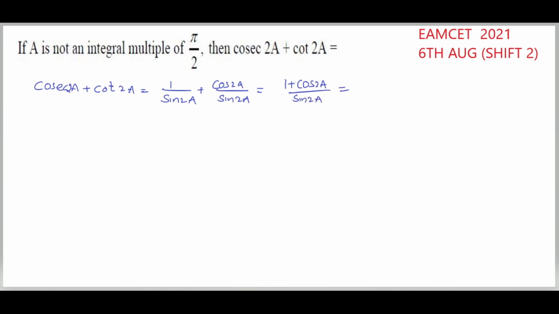1 plus cos 2A, we know that this is 2 cos square A, by sine 2A, this is 2 sine A cos A. Here 2 cancels, one cos A cancels. That is equal to cos A by sine A, that is equal to cot A.